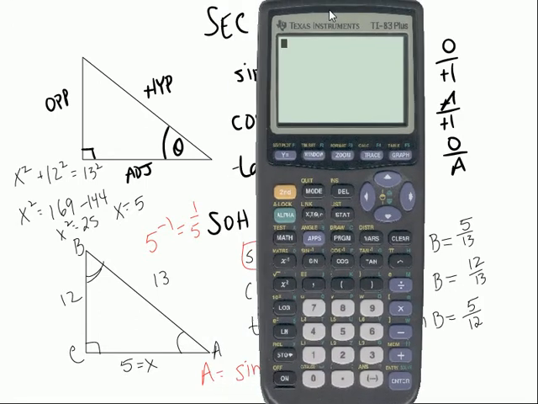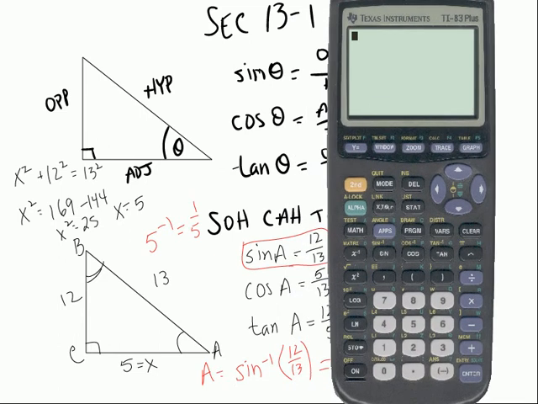Just move this over. You have to do the second function. On a graphing calculator, you do it right in order. You go second function, sine, that's the sine, right? And then you just put 12 over 13, 12 divided by 13. You could close the parentheses if you want. I just like to do that, but you don't have to. Then you hit enter, and there it is.